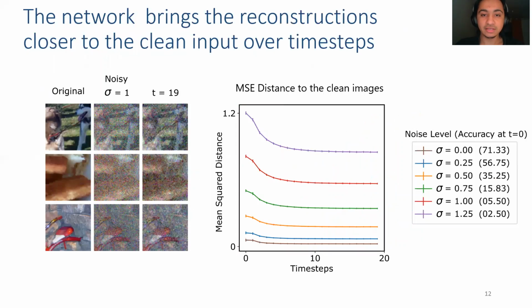We also investigate the reconstructions made by the network for these noisy images. As can be seen in the middle plot, the mean squared distance between the reconstructions and the clean images decreases over time steps. It is worth emphasizing here that the network is bringing these reconstructions closer to the clean inputs without ever seeing the clean images.